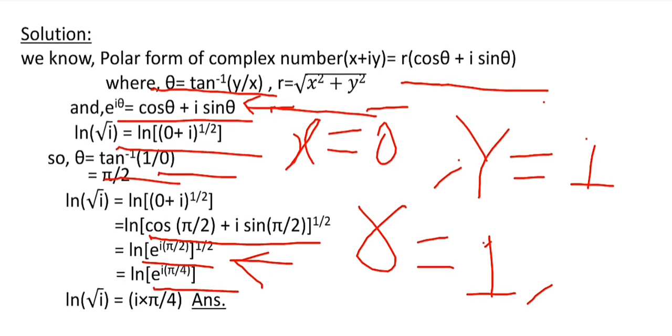And friend, the natural log of e to the power something is equal to that something. So our final answer is equal to iota into pi by 4.